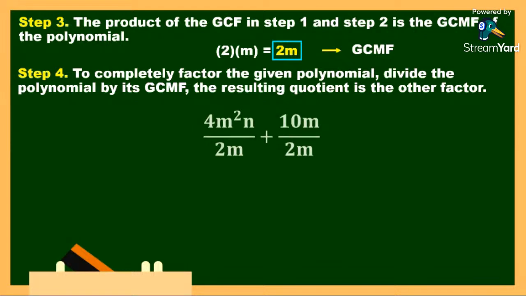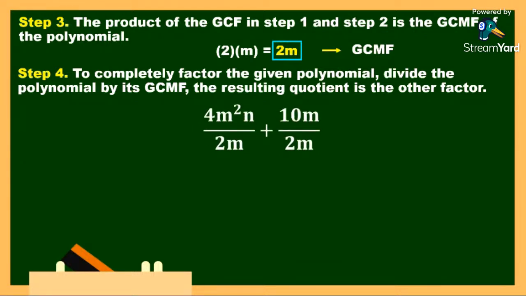So, 4m squared n over 2m plus 10m over 2m. Let's divide. 4m squared n divided by 2m is equal to 2mn. And 10m divided by 2m is equal to 5. So, the other factor or the resulting quotient is 2mn plus 5.